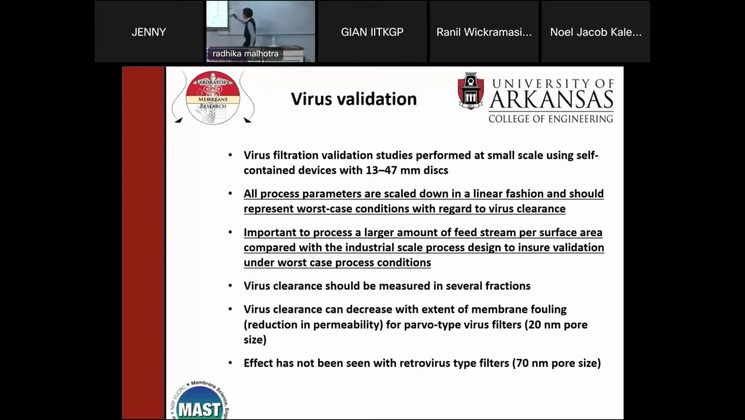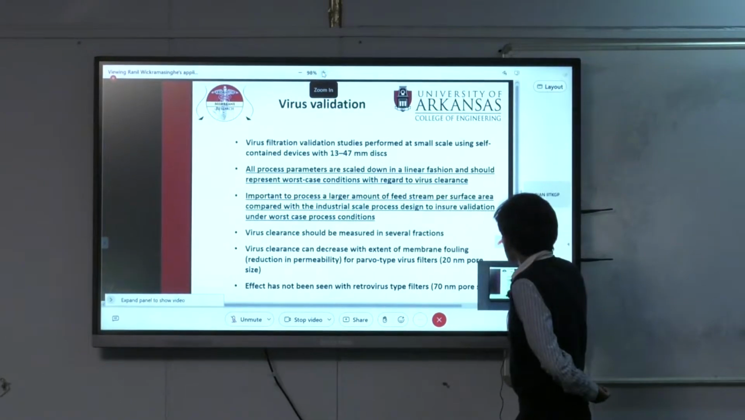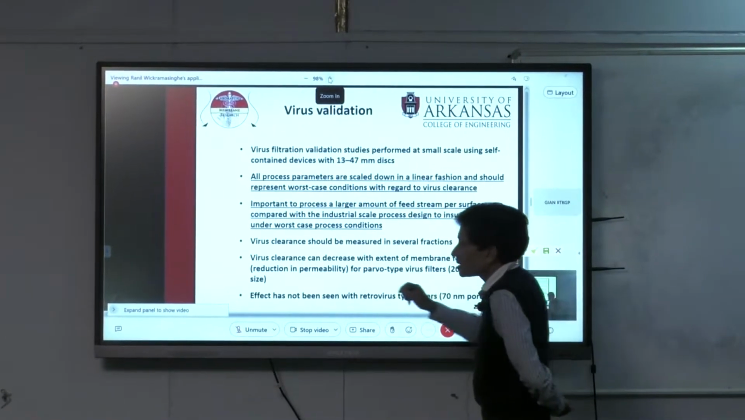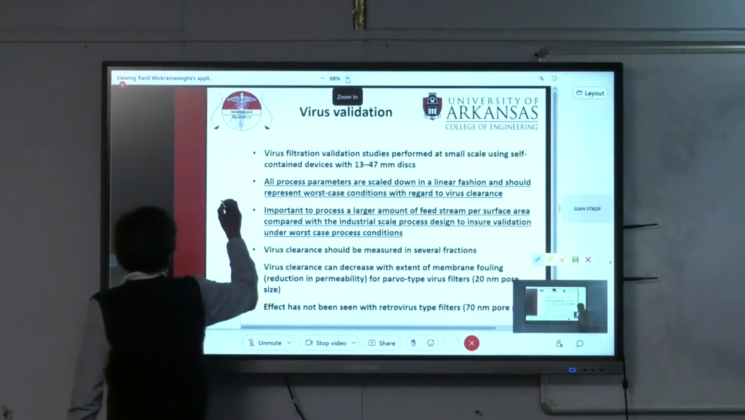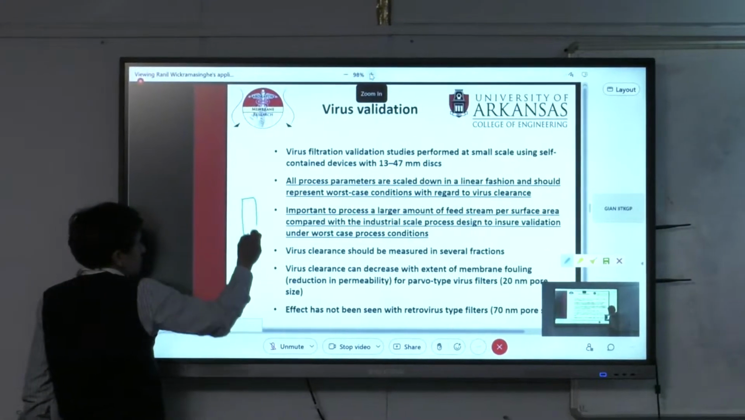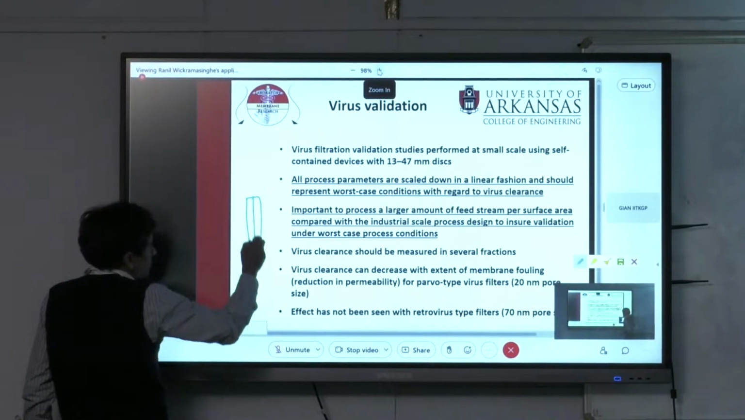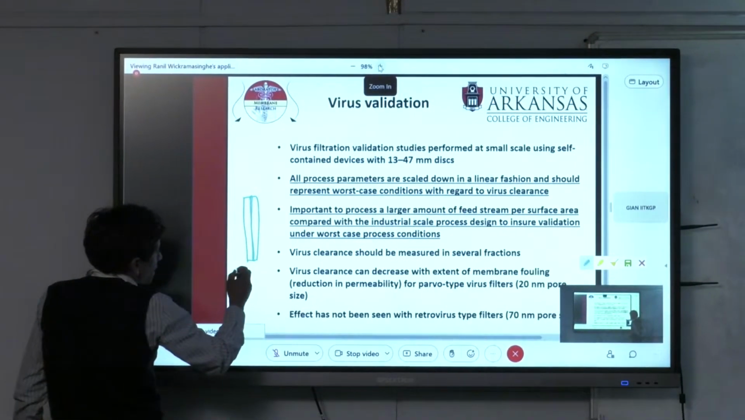So this is where I got up to. Let's move on now. Virus filtration studies are performed using small-scale, self-contained discs, 13 to 47 millimeters in diameter. In the case of the Asahi Planova, which we said were dead-end hollow fiber modules, I said their surface area is about 10 square centimeters. I should point out the Asahi hollow fiber modules are interesting. They're regenerated cellulose hollow fibers designed like a normal module.